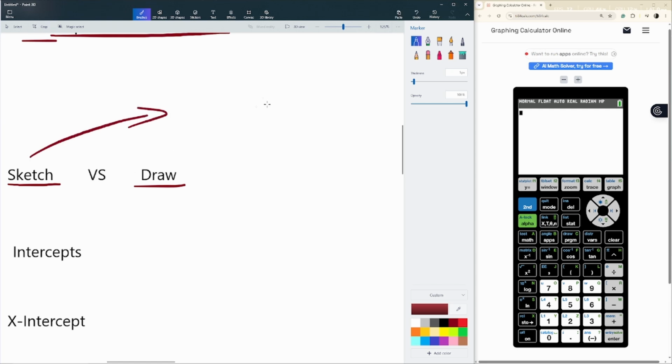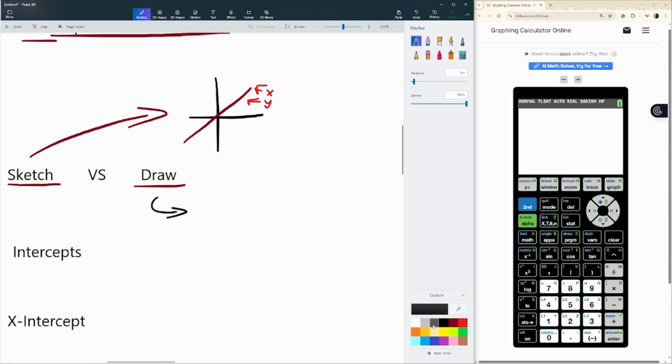So sketching is far easier. When you're told to sketch, you just have to give an outline of your function. You don't have to really show any coordinates, you just have to show how it looks. And it's usually recommended to also give the x-intercept and the y-intercept. However, these we will talk more about later.